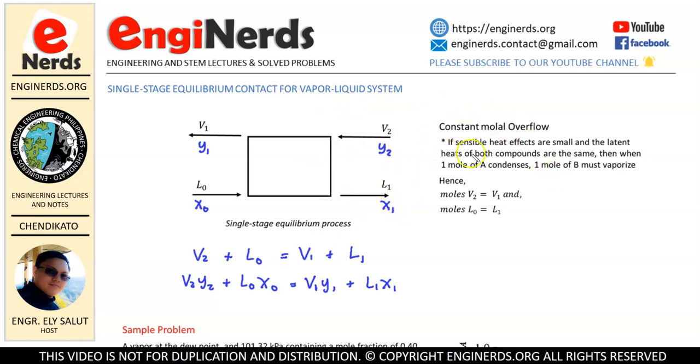Alright, so meron tayong tinatawag na constant molal overflow. So if the sensible heat effects are small and the latent heats of both compounds are the same, then when 1 mole of A condenses, 1 mole of B must vaporize. So therefore, our moles of V2 is equal to moles of V1, and similarly, our moles of L0 is equal to L1. Alright, so these are the things that we will be considering if we have a constant molal overflow. Alright, so in order to understand how do we apply this, let us solve the problem below.